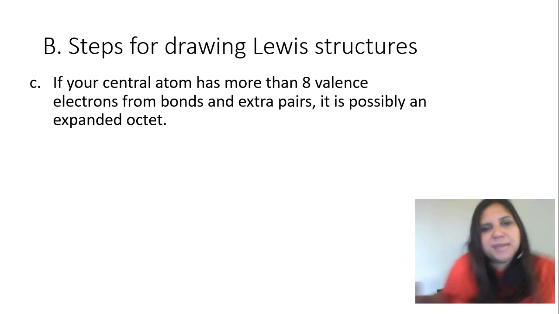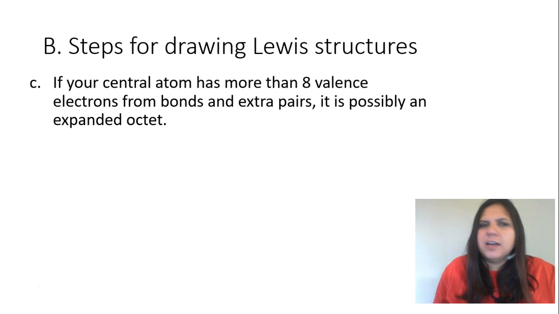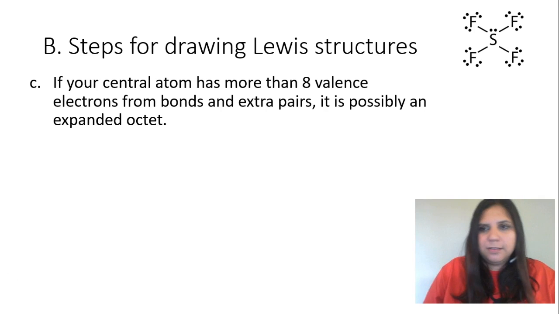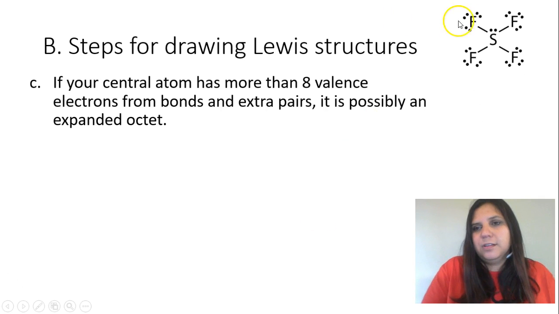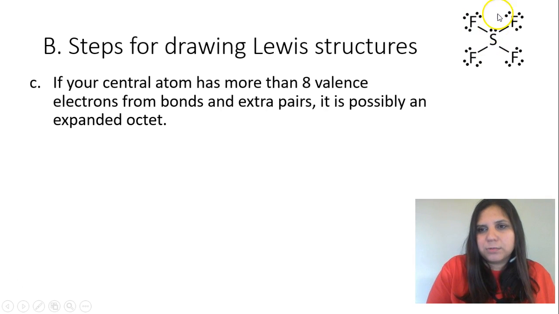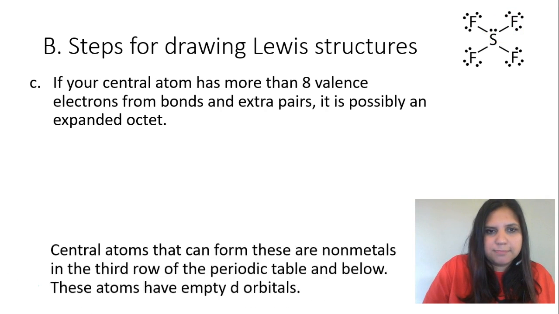All right. If your central atom has more than 8 electrons from bonds and extra pairs, it's possible. It's called an expanded octet. That is an exception to the octet rule, meaning it has expanded its octet, it's gone beyond 8. For example, this one. Here you have 2, 4, 6, 8, plus these two, that's 10 electrons around this one sulfur atom. So it's more than 8, that's 10.